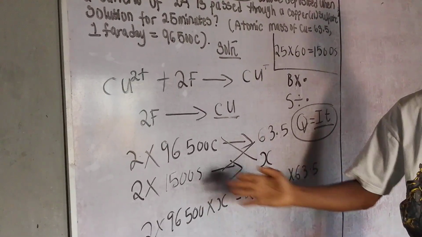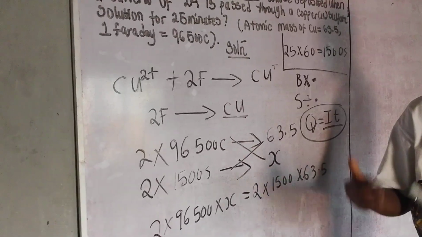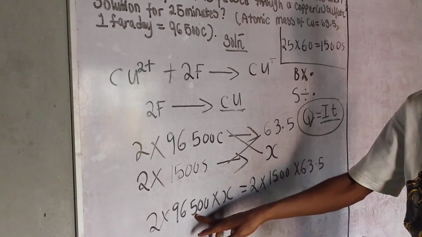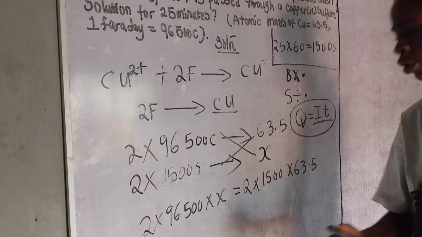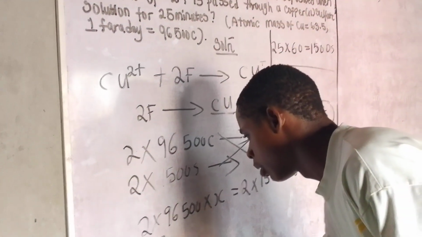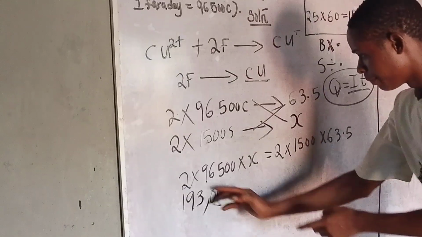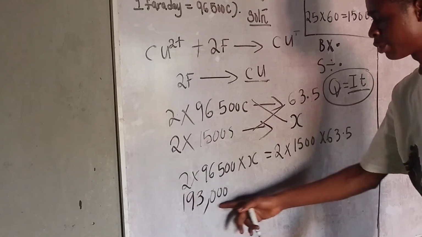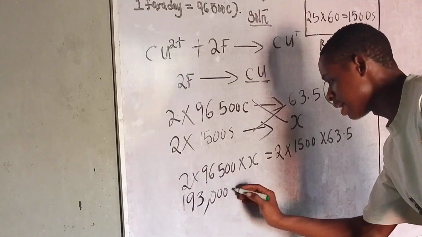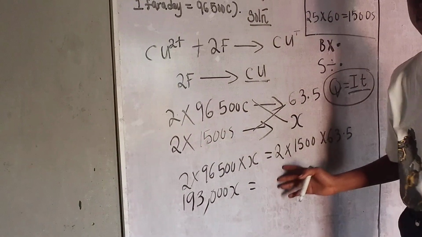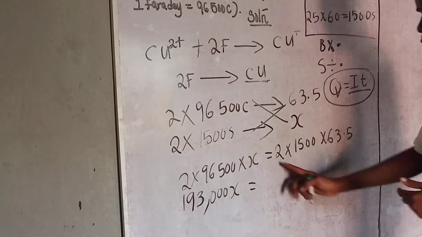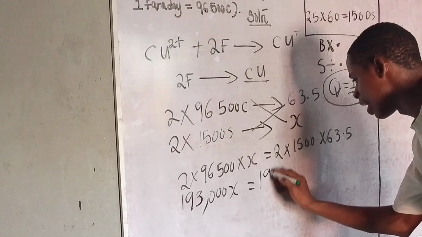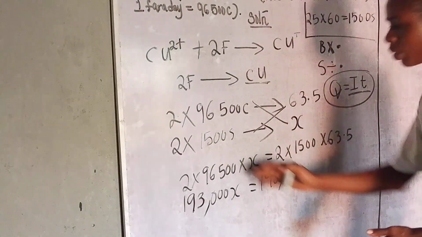Someone will be asking, why are we neglecting the units? If you put the unit, you don't put them. At the end, we're going to get our answer directly. So let's quickly multiply this. 2 times 96,500. Punch your calculator quickly or you solve it quickly. 2 times 96,500 gives us 193,000. So 193,000 times x is 193,000 x. Whatever you do to one side, you do the same to the other. So we apply it here. 2 times 1,500 times 63.5 apparently will give us 190,500. I told you we can neglect the units.